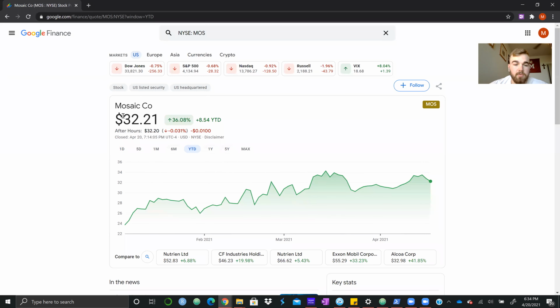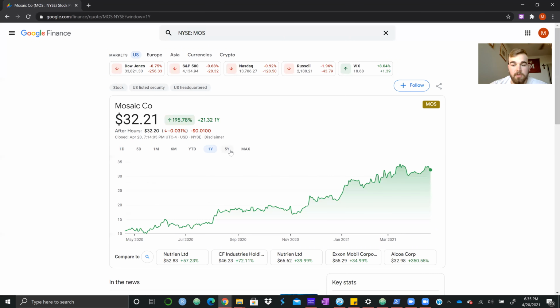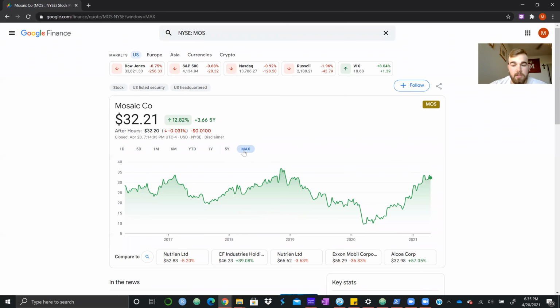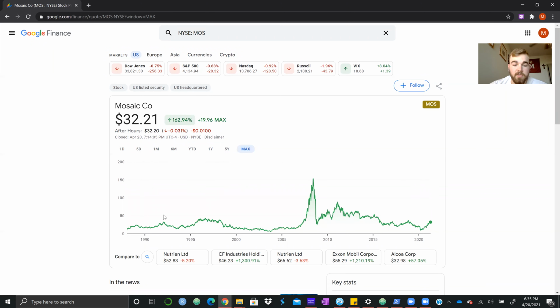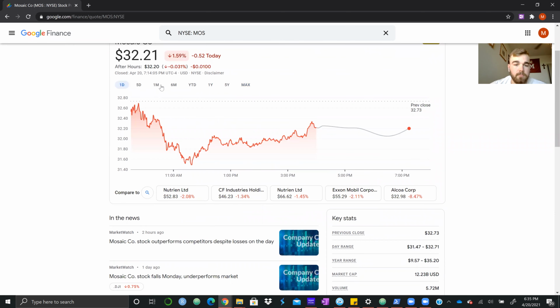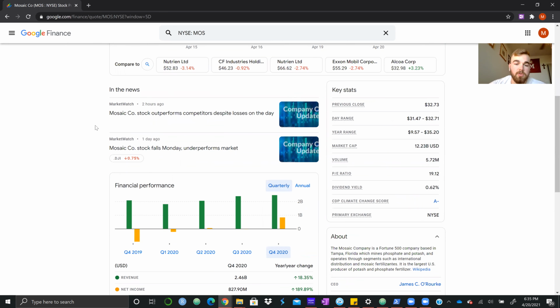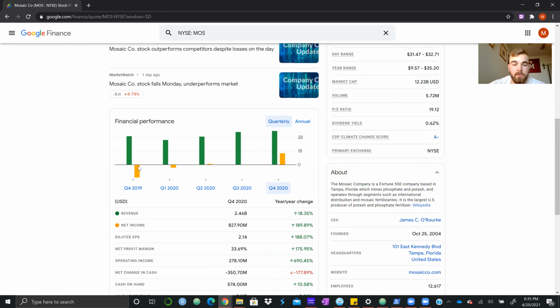And we can look here very quickly at what the 6 months looks like, the year to date, a year, 5 years, and the maximum of this company. So you can see right when this company went public, or the maximum at least that we have data on. And so these are important things to realize. But so here's some in the news. It'll pop up a little section about the news about the stock.